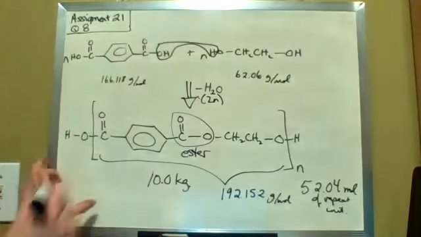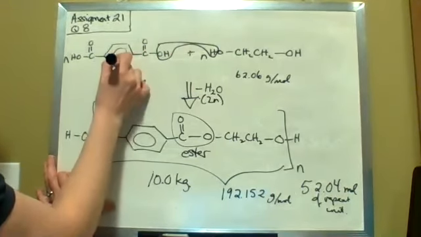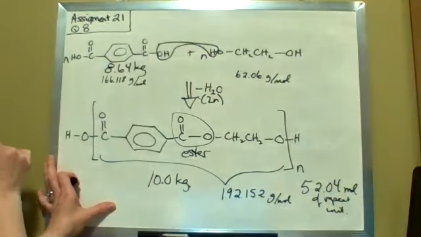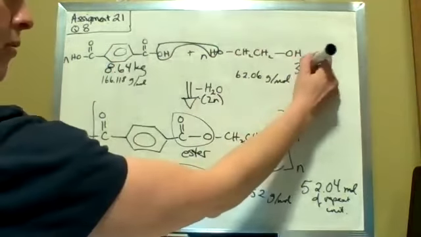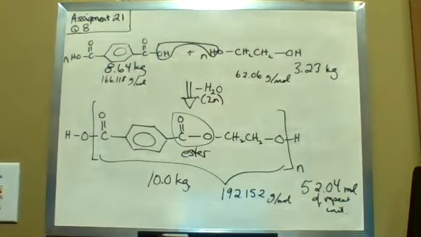So you needed to start with 8.64 kilograms of terephthalic acid and 3.23 kilograms of ethylene glycol.